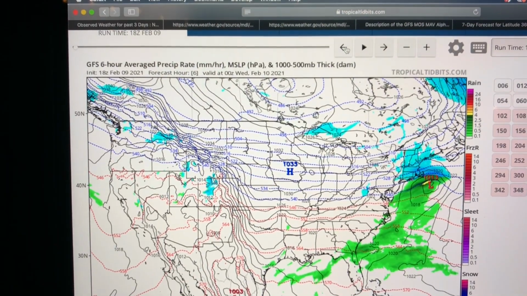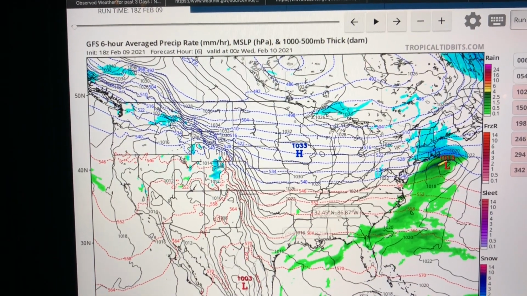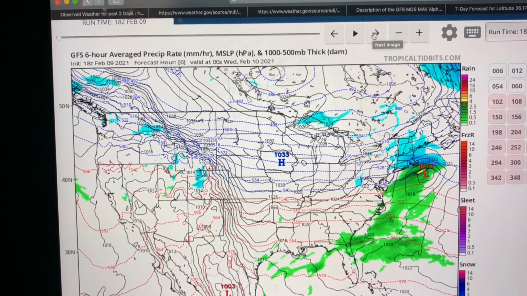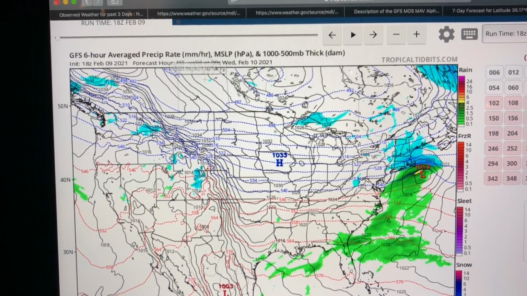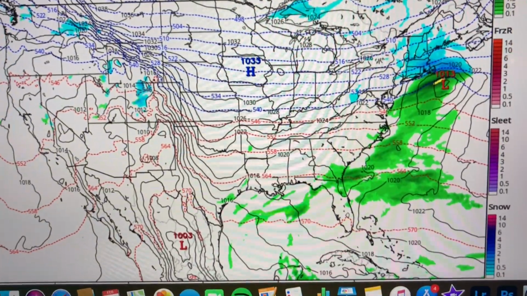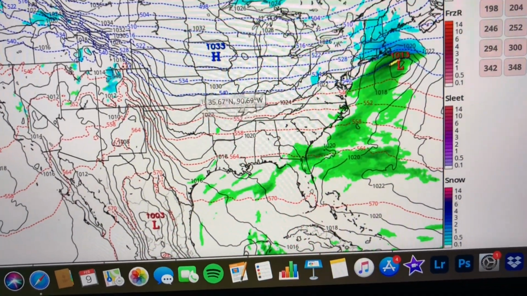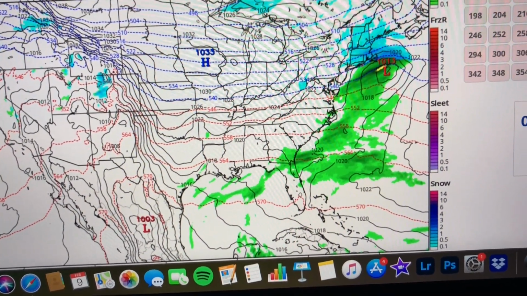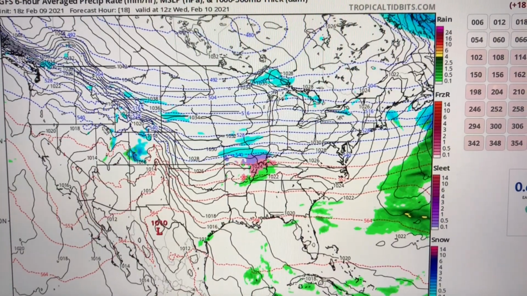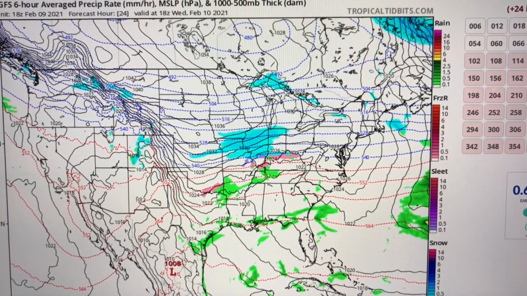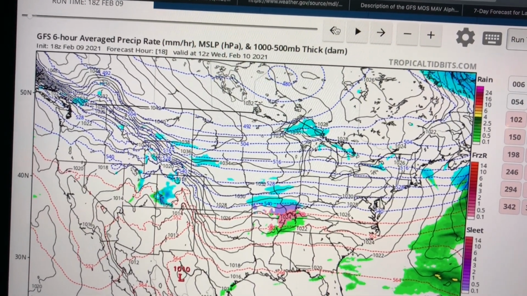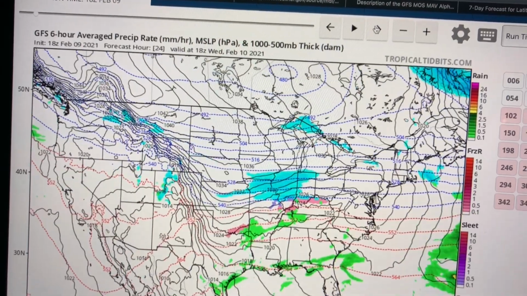Here we go with our Tropical Tidbits GFS map. And here we are, so this is valid at 0Z on Wednesday, so 7 o'clock tonight, or 6 o'clock their time, Central Time. And I'm just going to step through, looking here in the Nashville area, to see what kind of precipitation we got as we click forward in time through Wednesday. Looks like it's going to rain a decent amount. Doesn't look like it's going to be dry for much of the day.